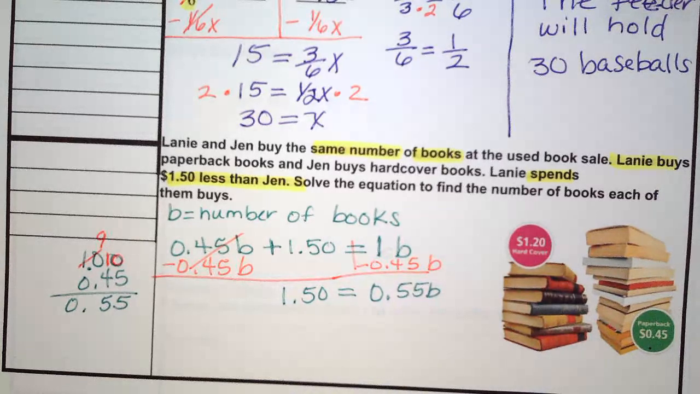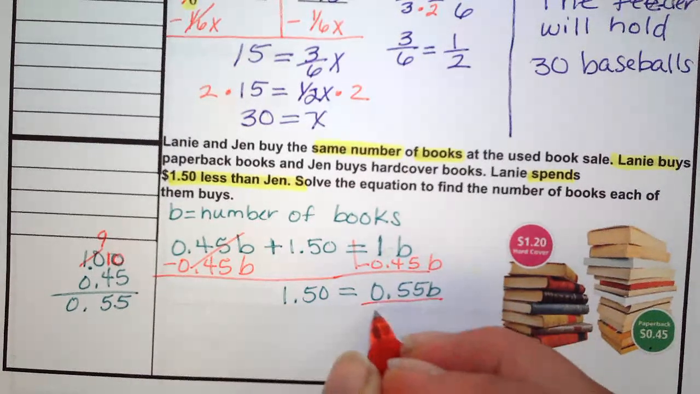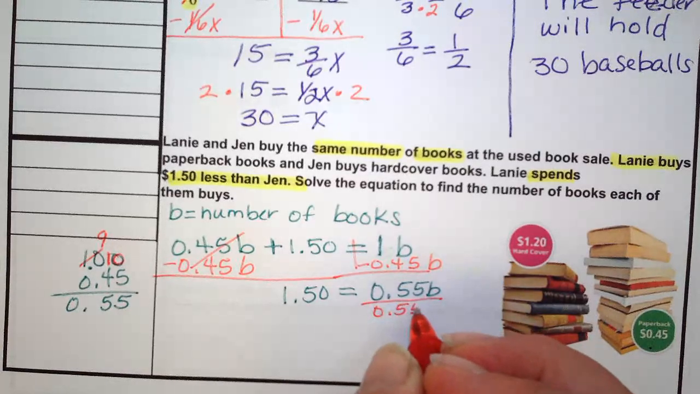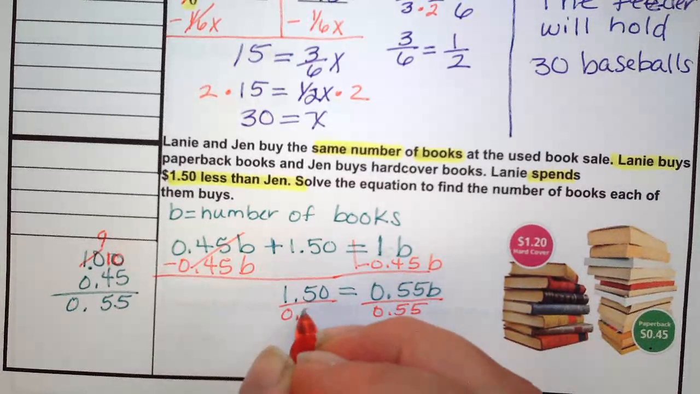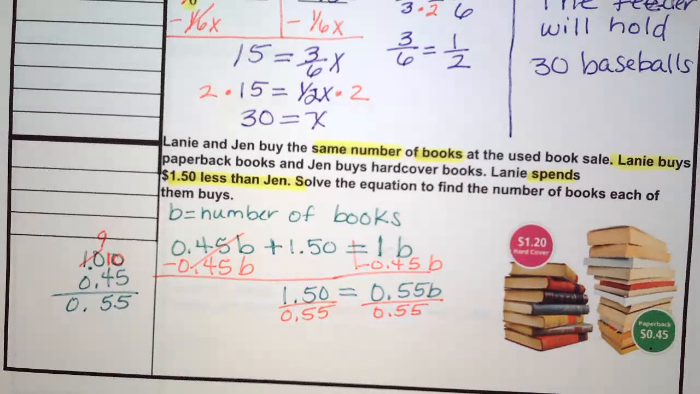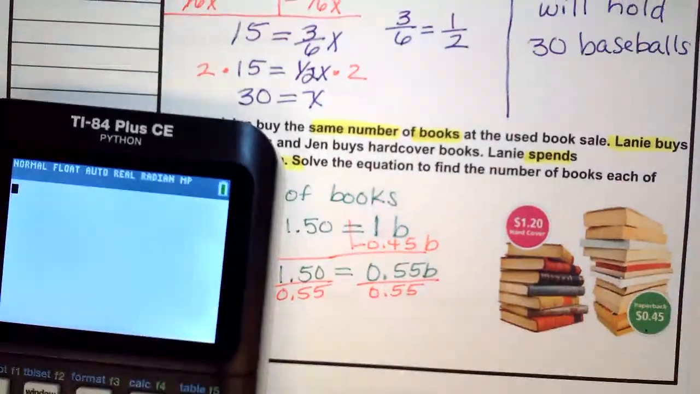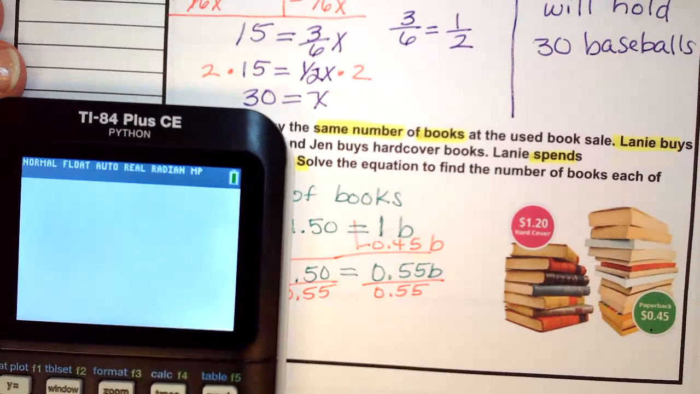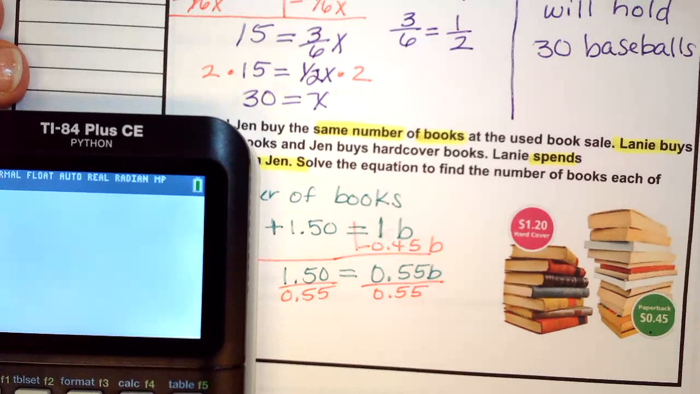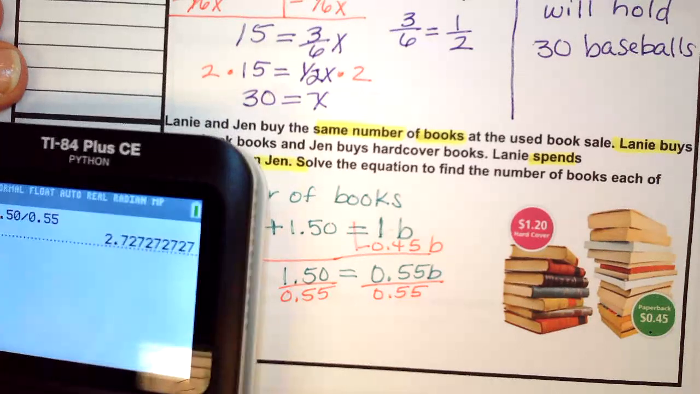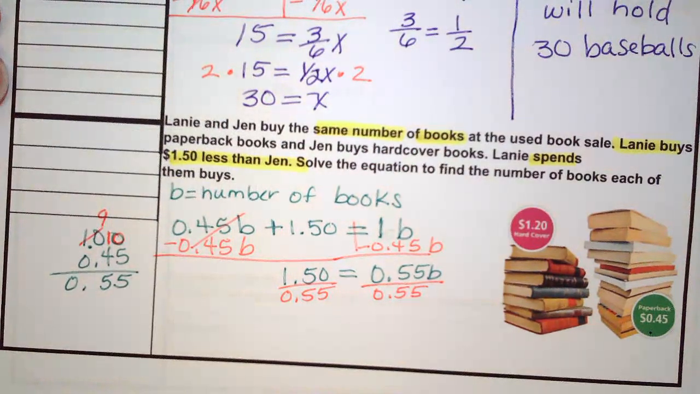Now, I'm going to divide both sides by 0.55. So grab the calculator. So 1.50 divided by 0.55, and I get $22.72.